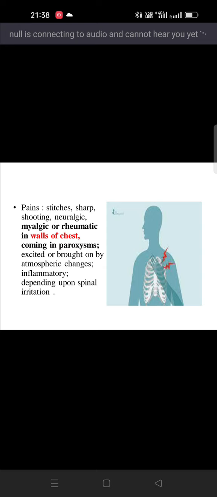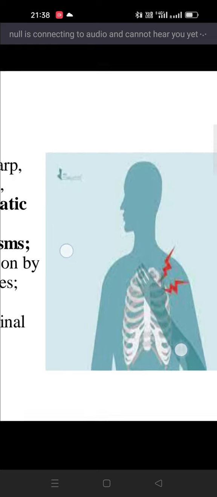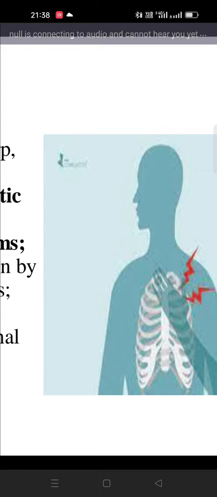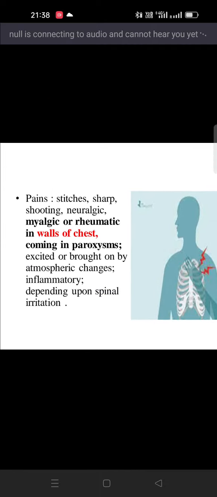Another symptom, pain stitches, sharp shooting, neuralgic or myalgic like pain will be there. Walls of the chest. You can see in the picture there is a wall, and at the outer layer of the wall there is a pain. Stitching or sharp shooting type of pain will be there, which generally comes in paroxysm.